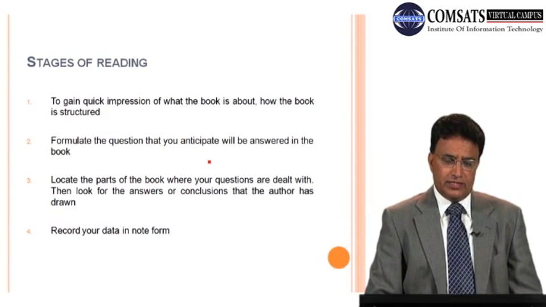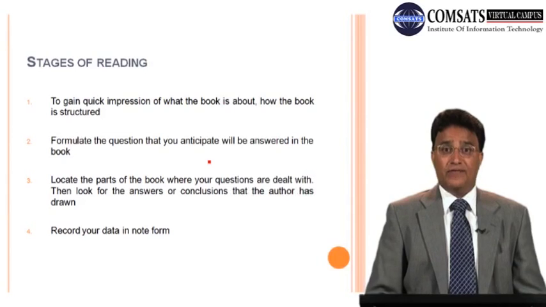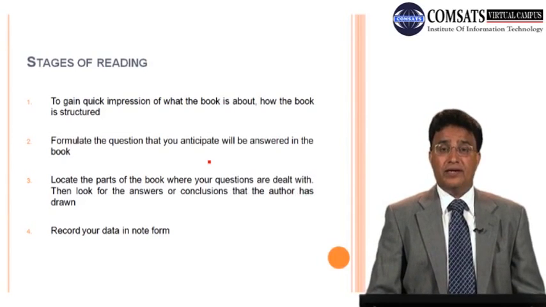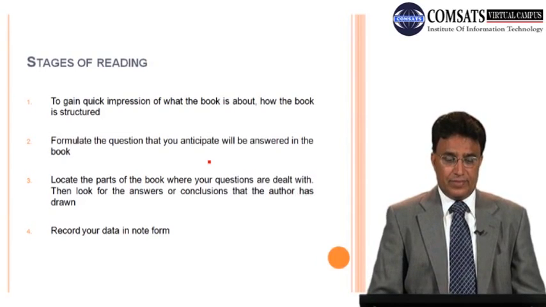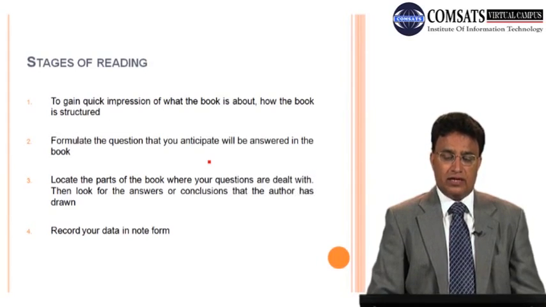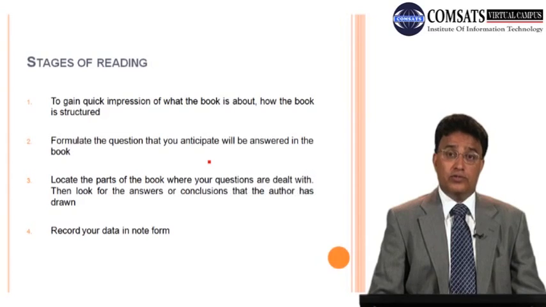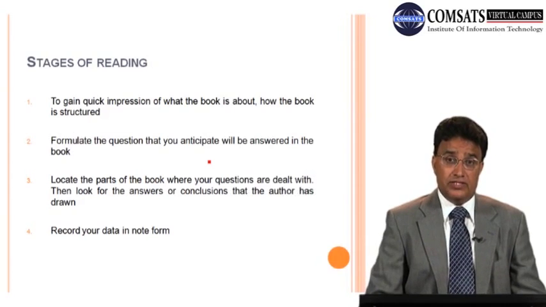The second stage of reading is to formulate a question. Make a question which you think that book or text will give the answer to. So frame a question. What are you looking for? You have a question and then quickly look for where the answer is given in that book. And the third one is to locate the parts of the book where your questions are dealt with. Then look for the answers or conclusions that the author has drawn, usually in the concluding chapter or in the concluding paragraph of each chapter.